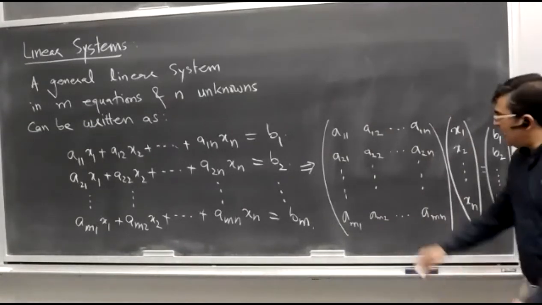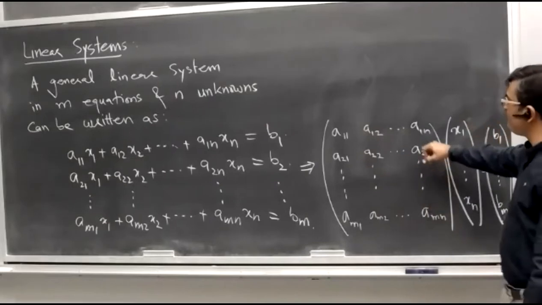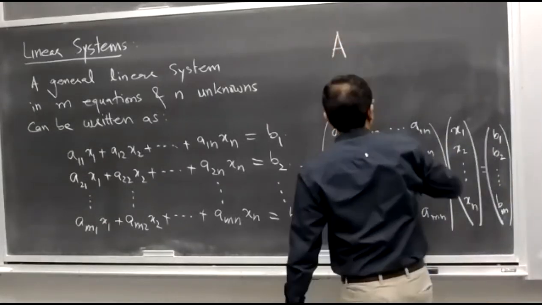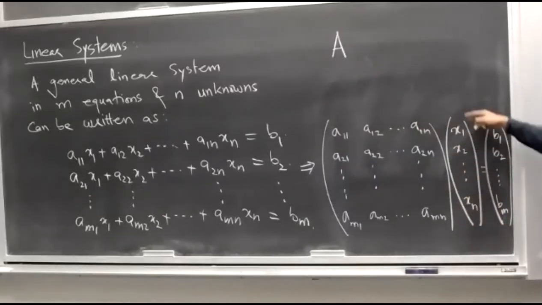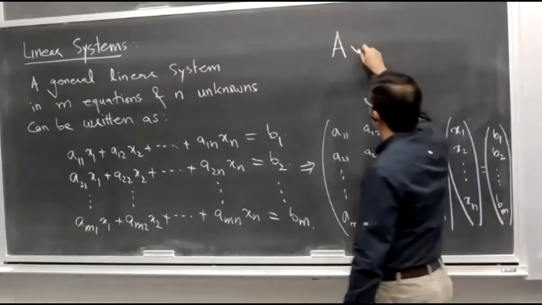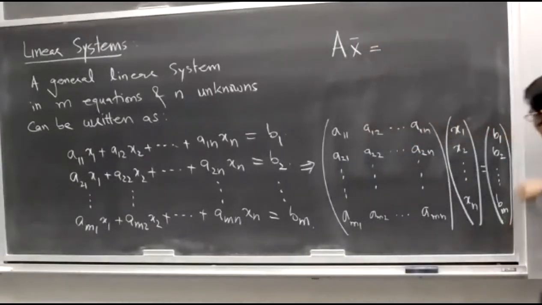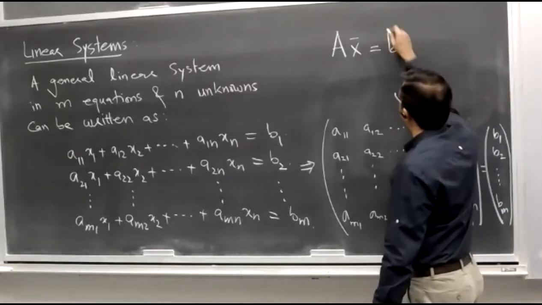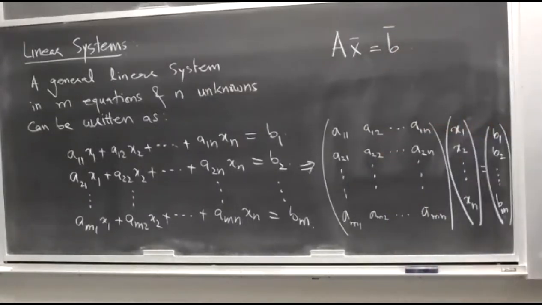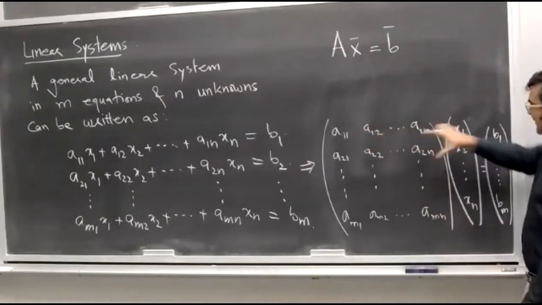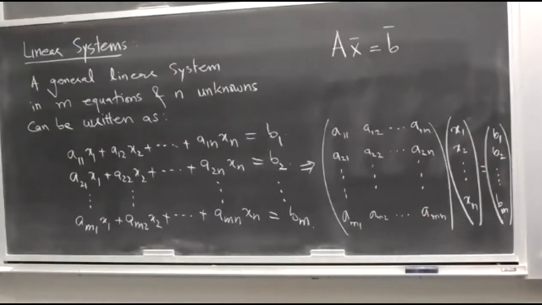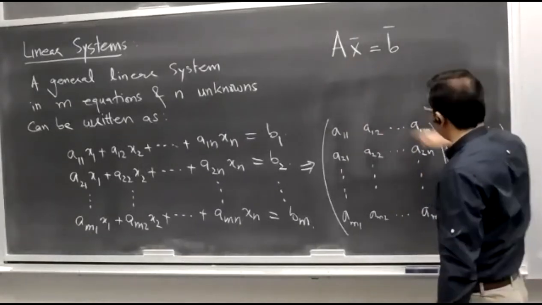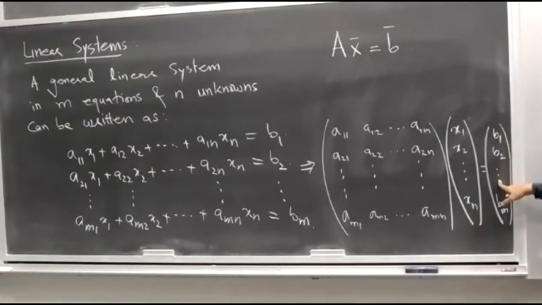Remember this. Now, if we call this a matrix A, then we can write A times, and this as a vector or a column vector, we call it X vector, and the right hand side is again a column vector, so we call it B vector. So in a compact form, we can write any linear system in the matrix form in this way. I hope you get it, where A is the matrix, X is the unknown vector, and B is the right hand side vector. This is how we can write any linear system into a matrix form.